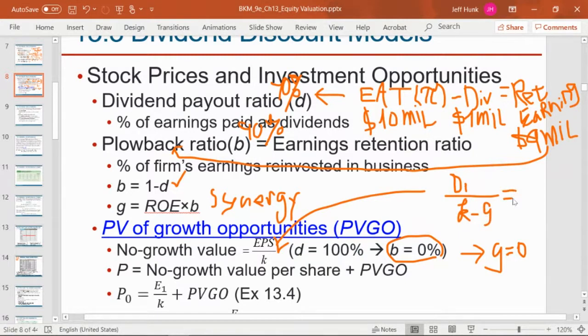But think about it. If there is no plowback, 100% of the earnings per share is paid out as dividend, right? And then g is zero, the growth rate is zero, so it becomes this, right? So basically, the price of the stock, in other words V0, is like this.